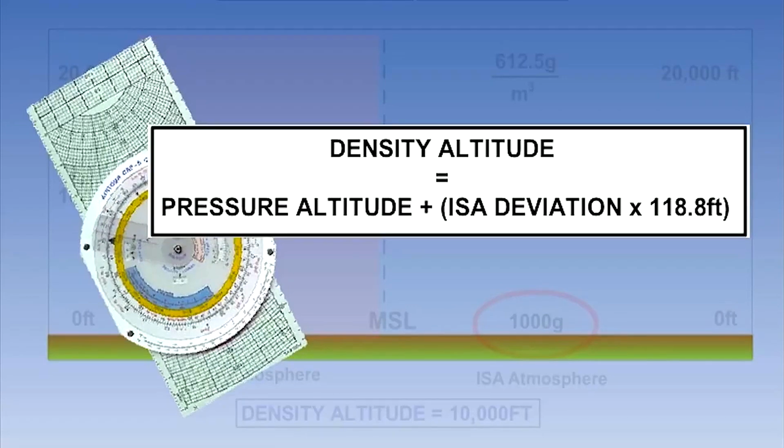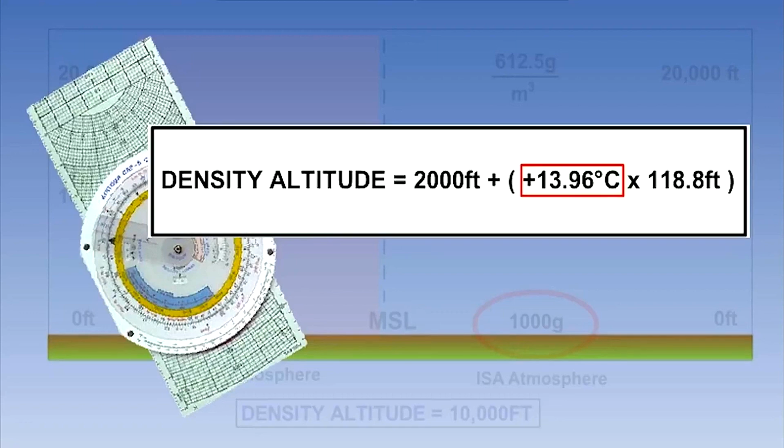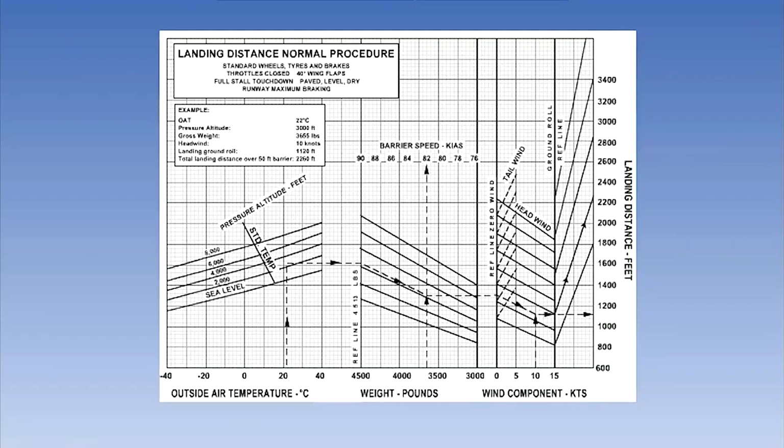In our example, we can see that the density at sea level in the real atmosphere equates to a density found at 10,000 feet in ISA. We therefore say that the density altitude of our location is 10,000 feet. The knowledge of density altitude is important in assessing the effect of the changing density on aircraft performance. We'll cover this later. But for now, let's see how we can calculate our density altitude.